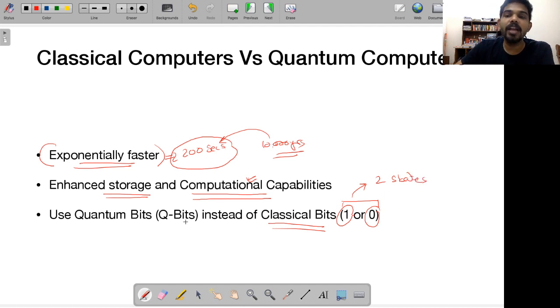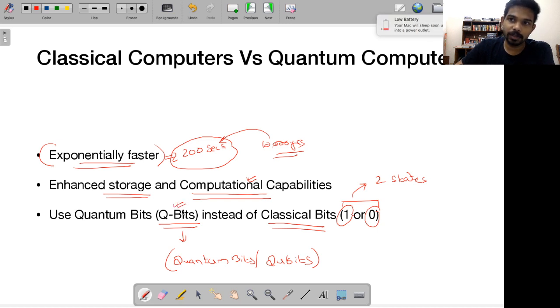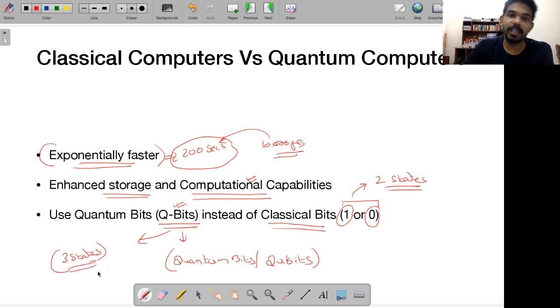But remember, in a quantum computer, how is data stored? It is stored in the form of qubits. It's also called quantum bits, or they also sometimes write it as QUBITS. All these things mean one and the same thing. So they use qubits or quantum bits. Instead of the normal two states, in a qubit you will actually have three states. What are the three states? I will try to explain it to you in the next slide.